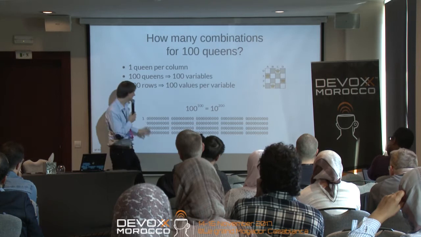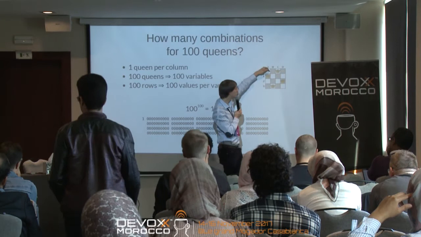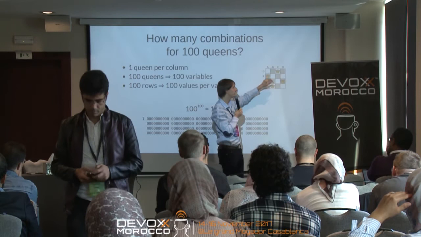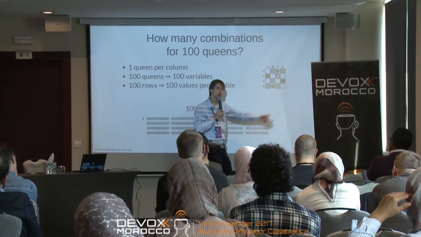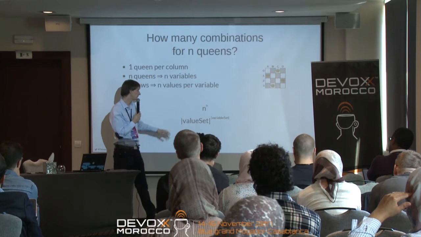So why is that? Well, the first queen can be in 100 positions. The second queen can be in 100 positions. So the number of combinations between those is 100 times 100. So that's 100 to the power 2. The third queen can be in 100 positions. That's 100 to the power 3, and so forth until you reach the 100th row. And so given n queens, it's n to the power n. So it's the number of values to the power of the number of variables.